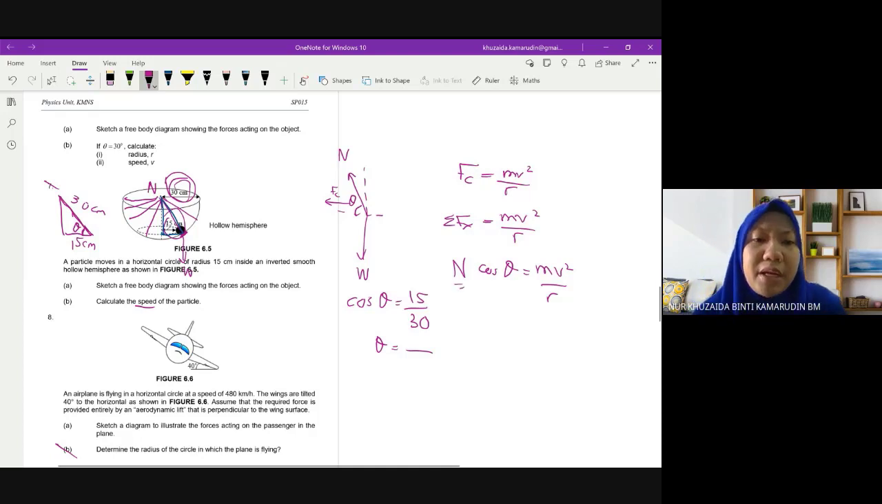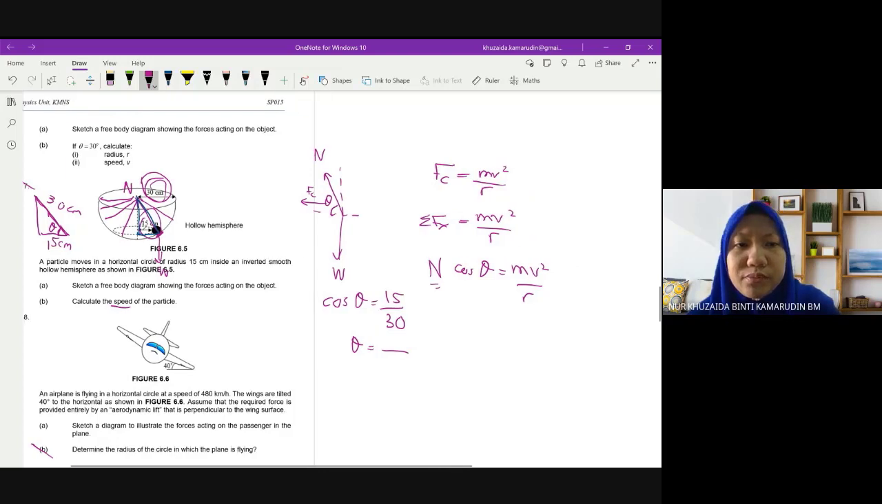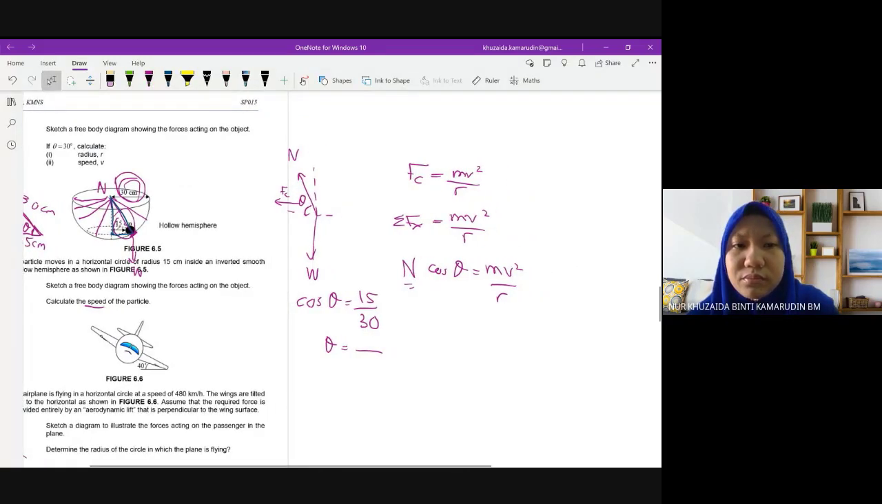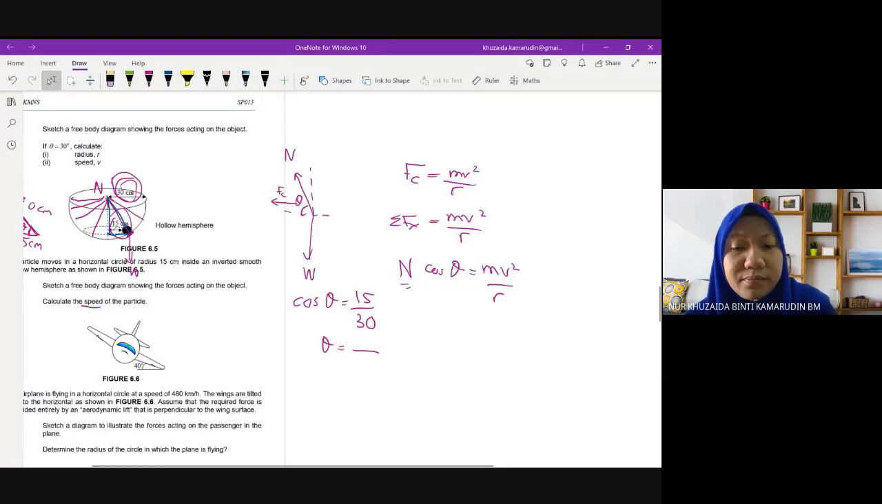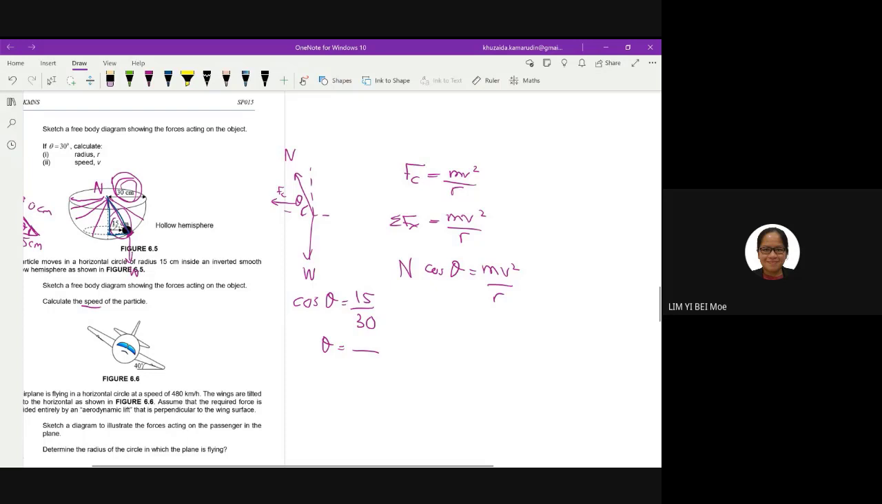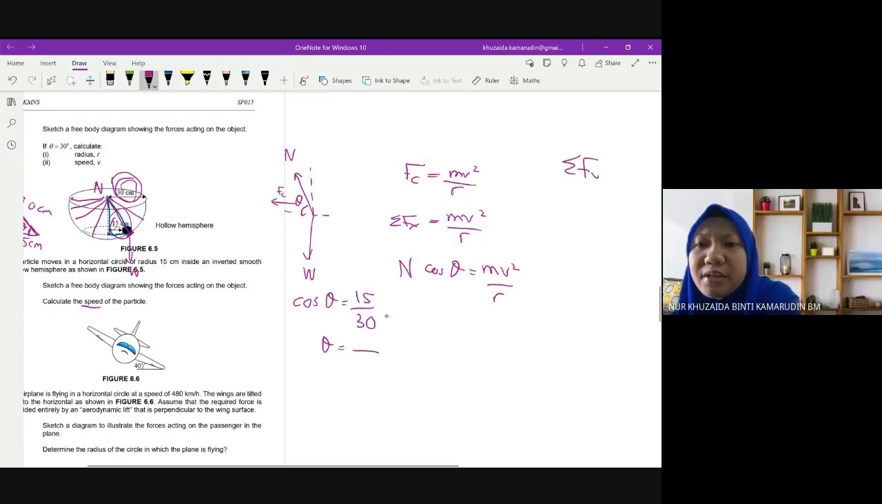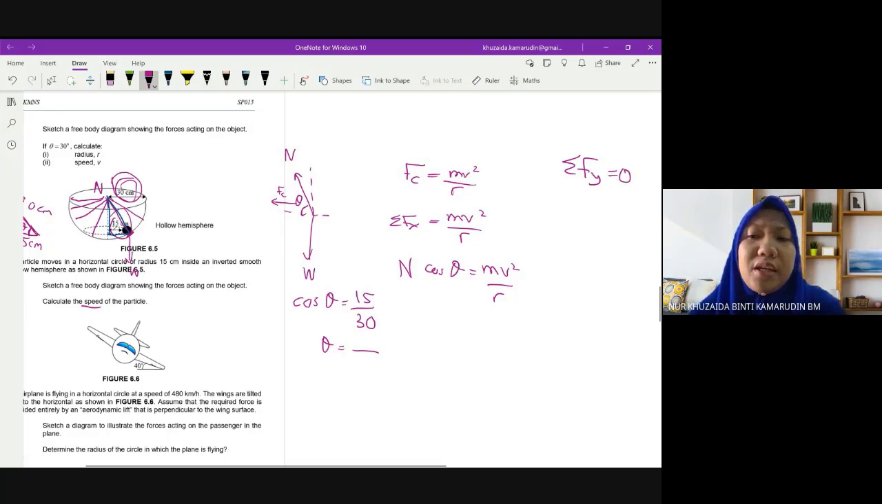So macam mana nak dapatkan nilai N? What can we do? Kat mana nak dapatkan N ni? Satu lagi equation. Guna y component. Yes, very good. Summation of Fy equals 0. Ini benda kita belajar daripada chapter 4. Usually kalau you tak dapat selesaikan dengan x component, you akan pergi kepada y component. Sama juga kalau you start with the y component tak boleh selesai, then you go for x component.